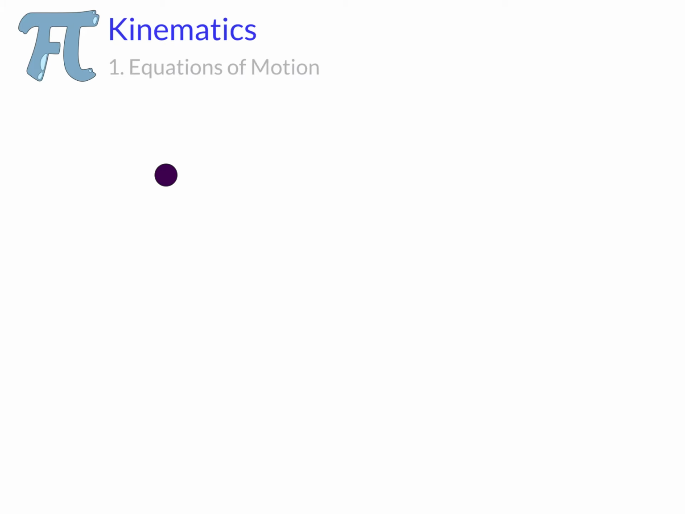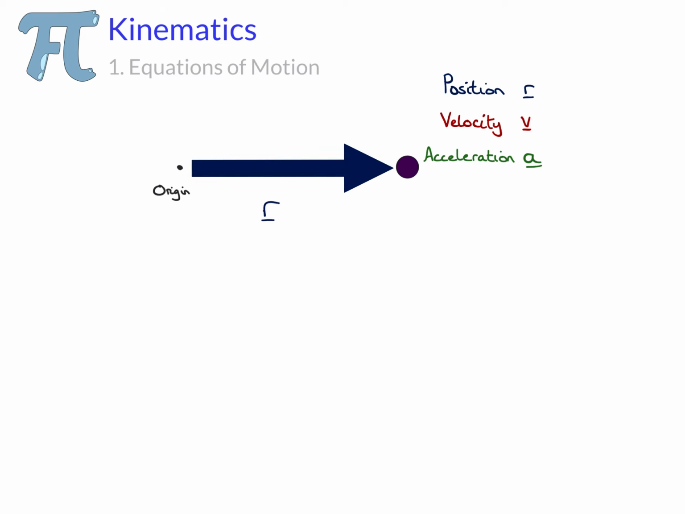When we talk about an object's motion, we are interested in three quantities: its position, its velocity, and its acceleration. To obtain these quantities and see what they mean, we start by defining an origin, a reference point. The position vector, which we call r, is the arrow that points from the origin to the object.